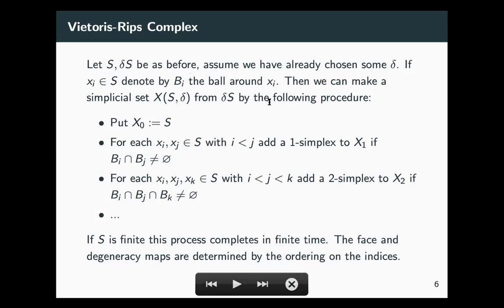Then every time two circles overlap in the last picture, we're just going to draw a line in between them. Every time three circles overlap, we're going to draw a triangle connecting all of them. Every time four, we're going to draw a tetrahedron connecting them. Every time five, we're going to draw a 5-simplex, and so on. If the data set is finite, this completes in finite time. It's not particularly hard. In fact, the actual way you compute it is a little bit simpler and faster than this might suggest, but I don't want to get into the details of the programming.